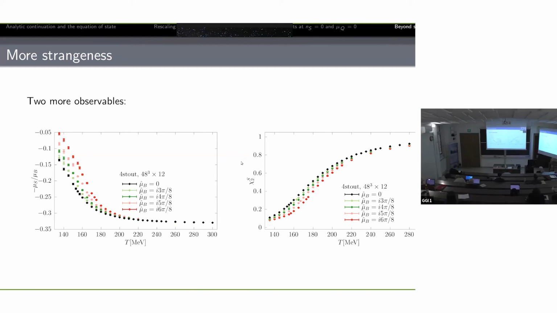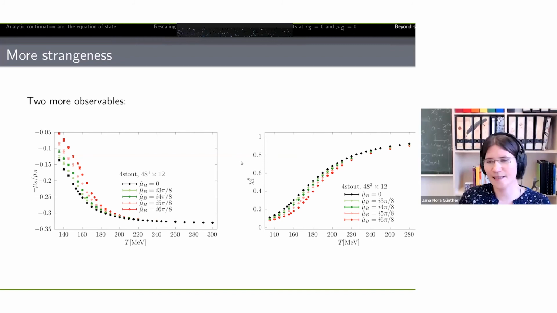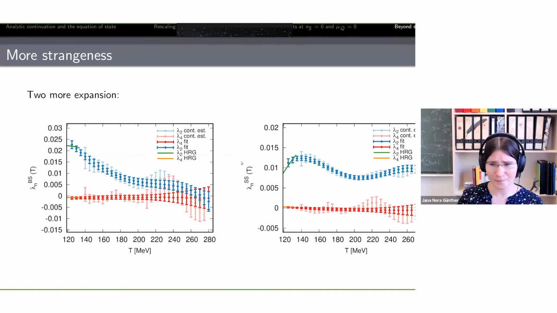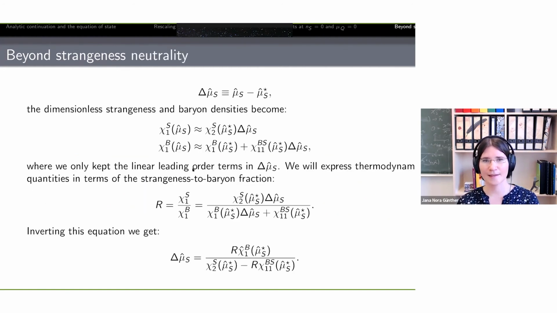We do the exact same analysis as before and end up with now 2 other lambda coefficients. So now we have BS for the ratio between strange and baryon chemical potential, and 2S for the second order strange fluctuations. Again, we fit them to get a temperature derivative. And how can we use that now?